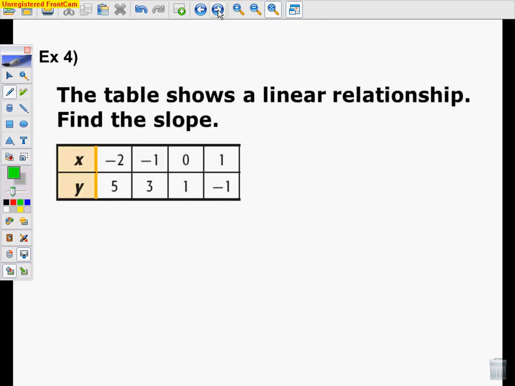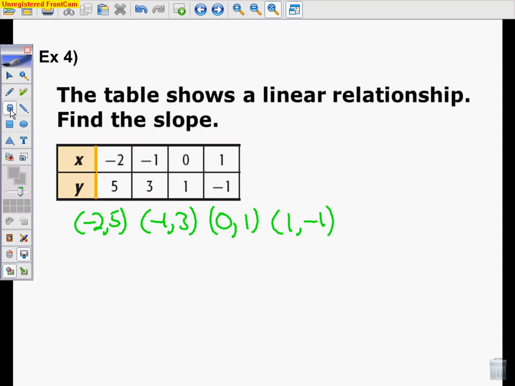That's the same thing here. They said that this table represents a linear relationship. So in other words, these are all points on the line. We have the ordered pair -2, 5, the ordered pair -1, 3, the ordered pair 0, 1, and the ordered pair 1, -1. You could pick any of those two. It's any 2 points and find the slope between them. I'm just going to go ahead and pick, let's say, the first one and the last one.